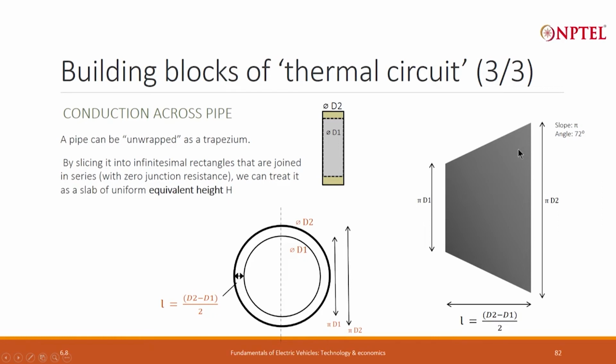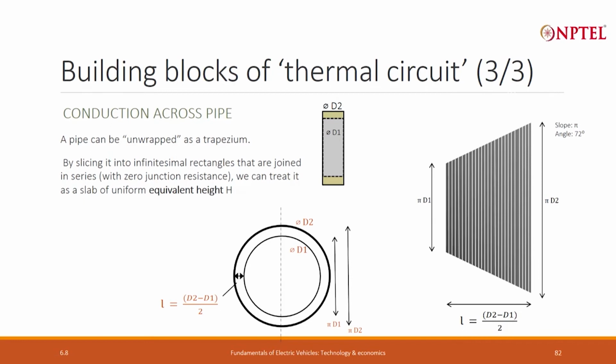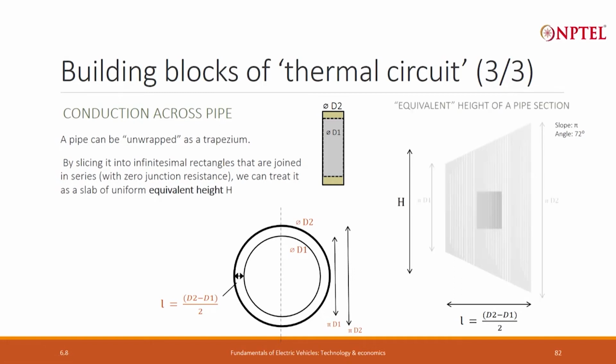But how much is the equivalent height? Is it the average? Will it be pi d1 plus pi d2 by 2, or is it the geometric mean, not the arithmetic mean? To figure this out, I will slice it into a number of slabs. Each slab can be considered a rectangle of a different height, and if I consider that so many slabs are pasted together with, of course, no junction resistance, 0 junction resistance between them, then I can do a simple integration and find what that height will be.